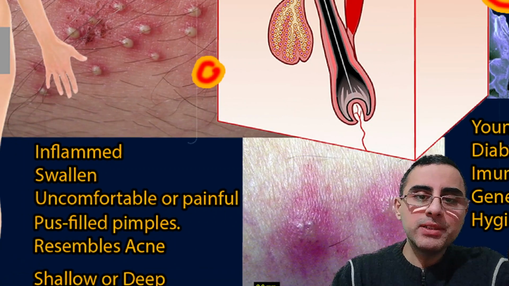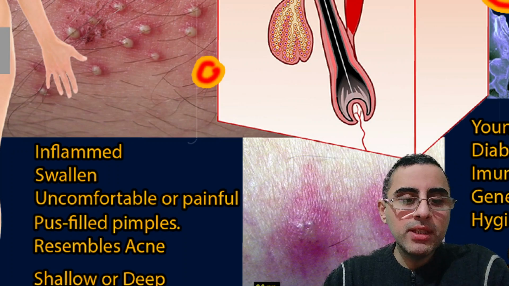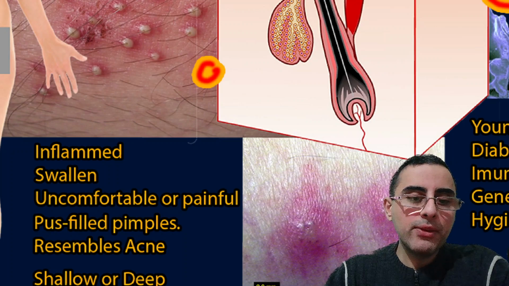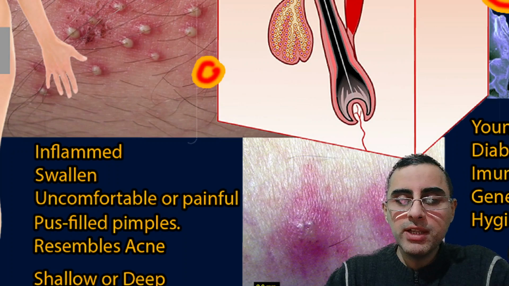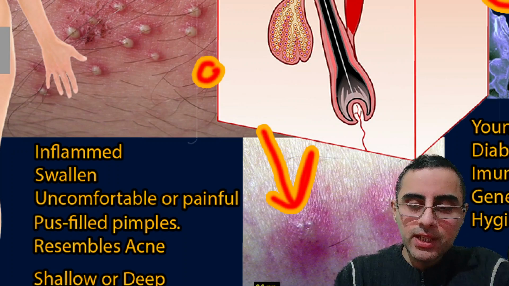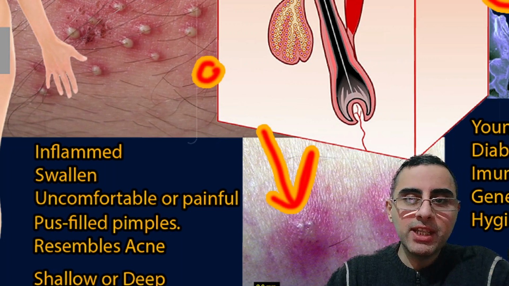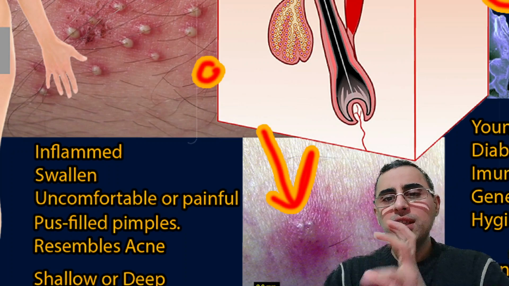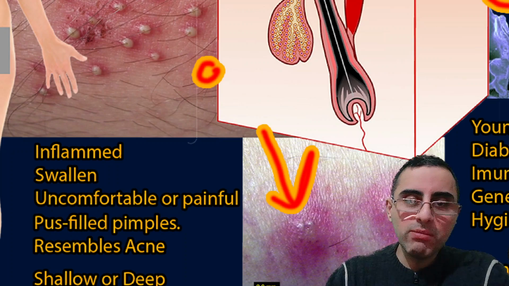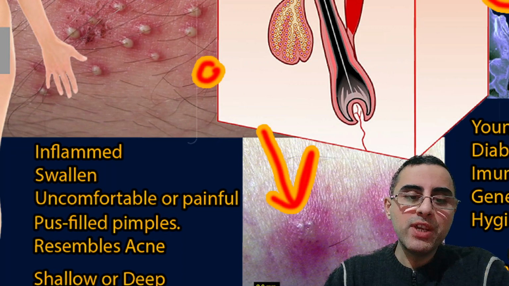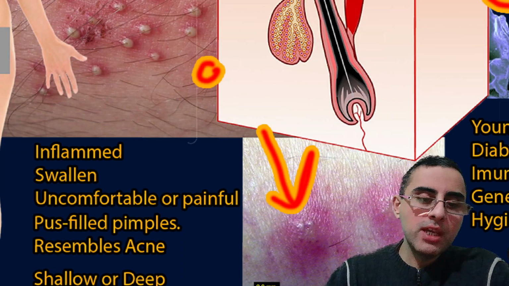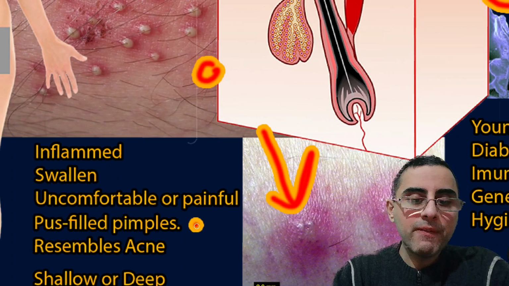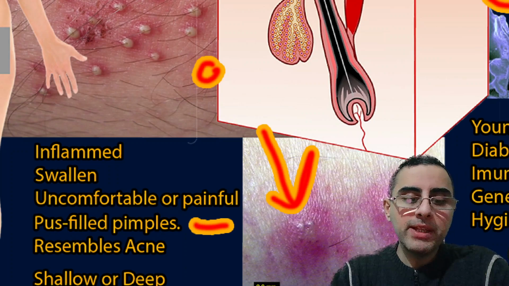These pimples are inflamed, swollen, red and uncomfortable. Sometimes they are painful. They can be shallow or they can be deep nodules. So they can have different forms and look different. Usually they are pus-filled pimples resembling acne.